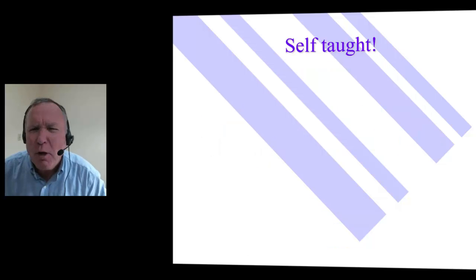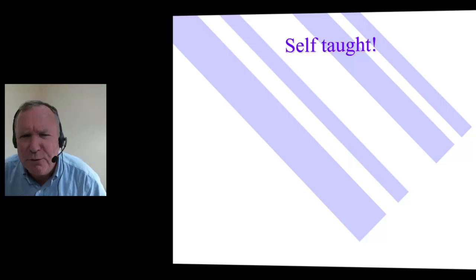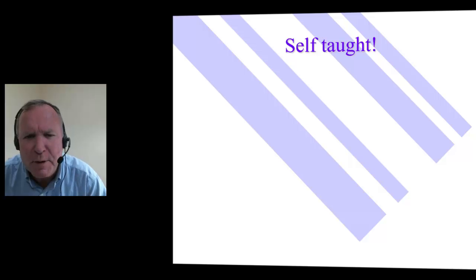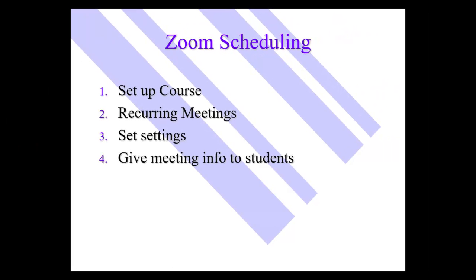Now, if you're like a lot of people, you've already scheduled Zoom meetings, but you're self-taught, and so there may be some functionality that's there that you're not familiar with, so you might pick up an idea or two. So here's what I'm going to do here. I'm going to schedule a course that I have in the fall with recurring meetings, because we're meeting more than once, we're meeting twice a week. And then after I do that, I'm going to go into the settings and point out some of the things in the settings, and then finally some ideas about giving that information to students.